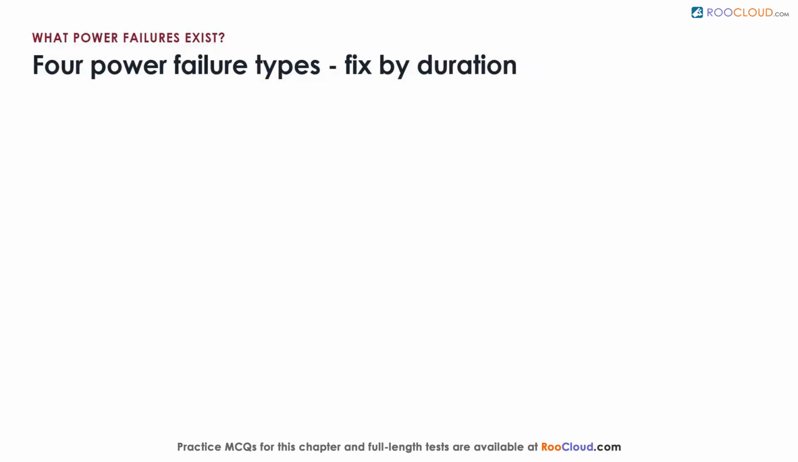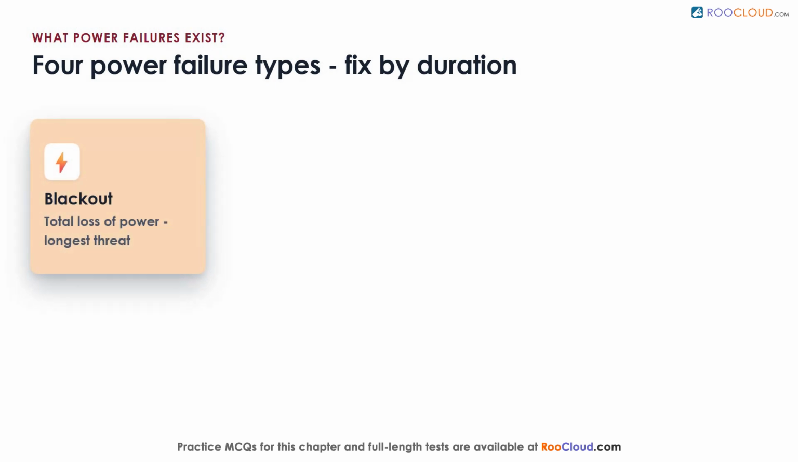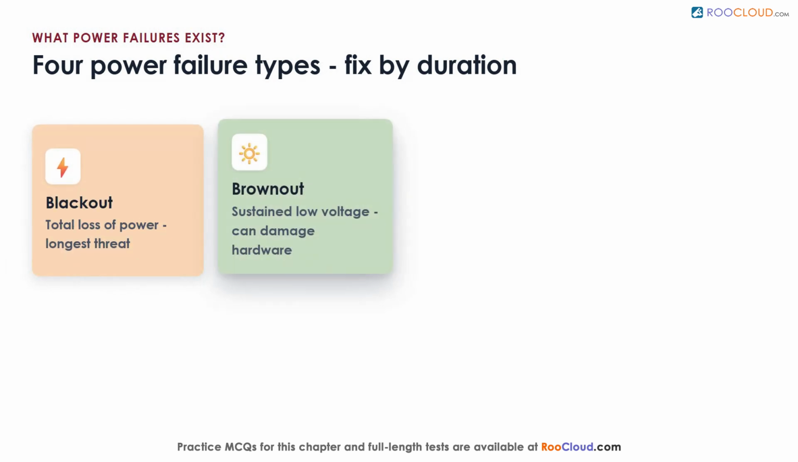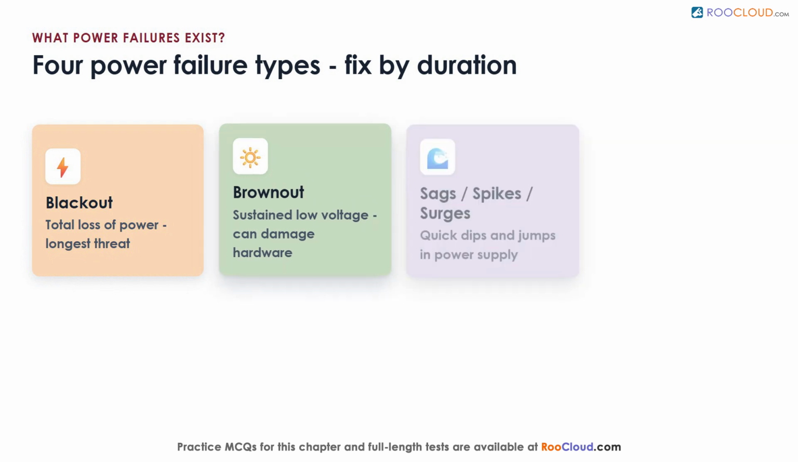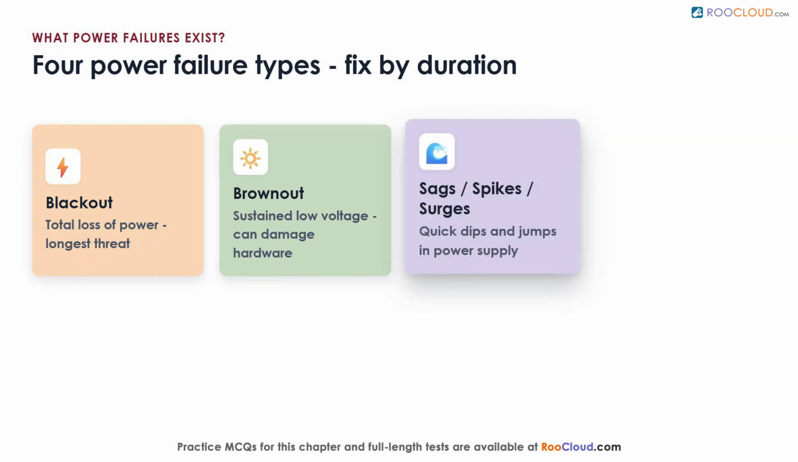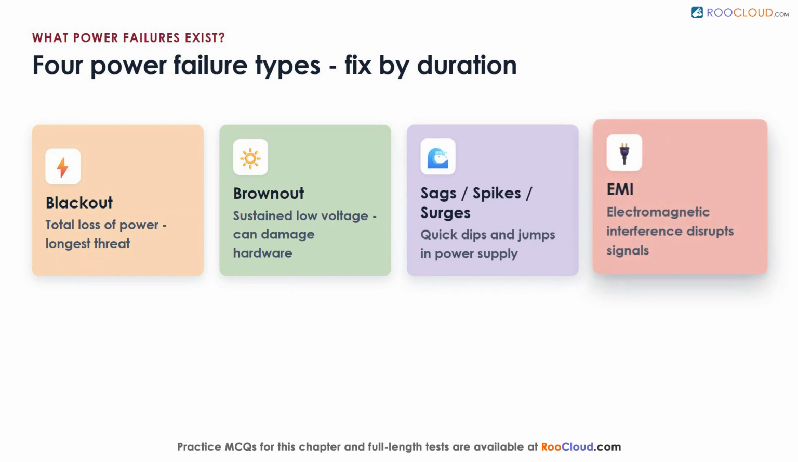What kinds of power failure should you know? There are 4. A blackout is a total loss of power. A brownout is a sustained drop in voltage. Sags, spikes, and surges are quick dips and jumps. And electromagnetic interference comes from storms or noisy equipment. Each can corrupt data or damage hardware.